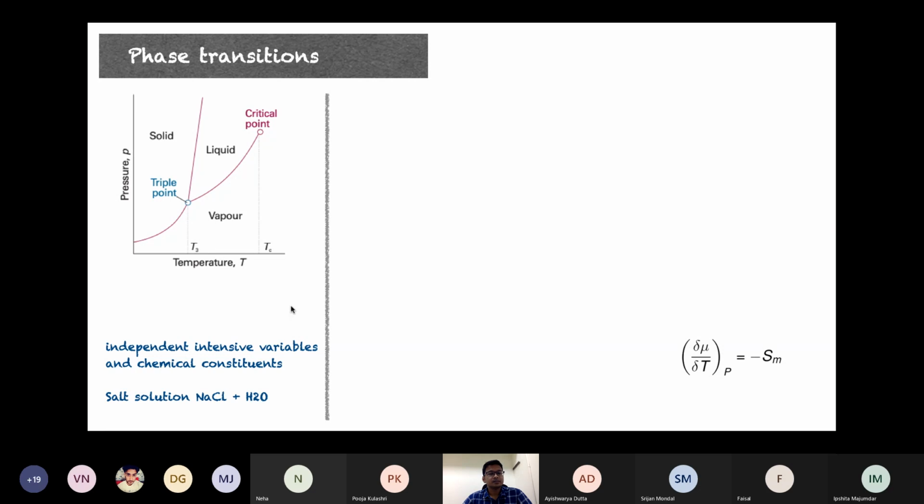Now, let me ask you another thing. Do you think if we have a liquid-liquid transition, so I mentioned liquid helium, there are two liquids. Do you think a critical point might exist for this kind of transition?